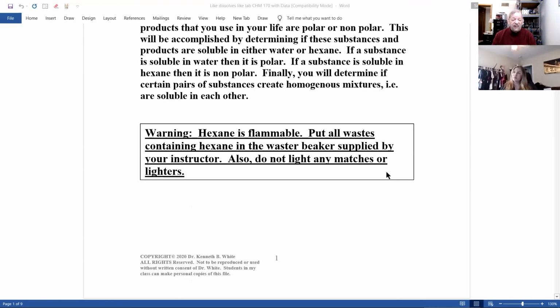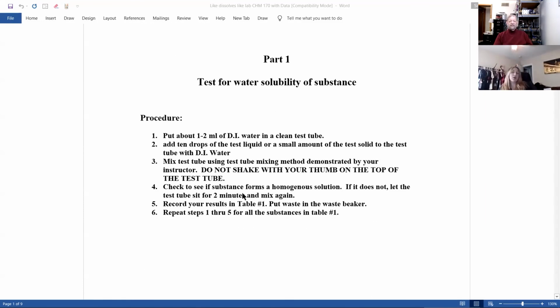So what you're going to do is mix things together first in water and see if it's soluble, and in hexane, is it soluble? And that will help you determine based on like dissolves like. Remember, water is polar, hexane nonpolar. And if we were doing this face to face, I'd warn you hexane is flammable and to be careful with it. And we never ever light matches or Bunsen burners in our organic lab, but still wise to tell you.